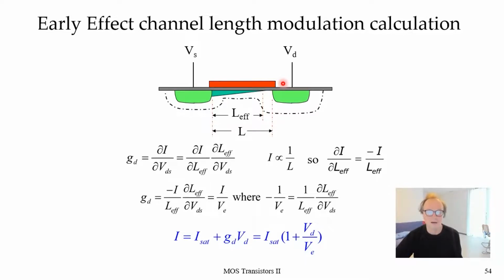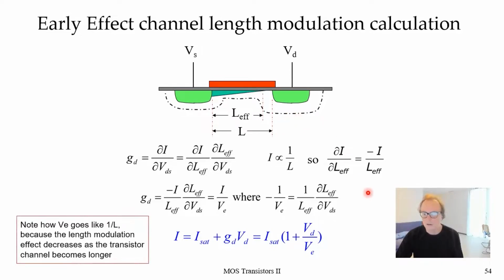Well, let's look at what those characteristics look like. So note how VE here goes like 1 over length. The longer you make the transistor, the effect of this channel length modulation decreases. It's just a fractional length modulation. So if you make the whole transistor longer, the effect of this small modulation of the length becomes smaller. And that's why when you make the transistor longer, the drain conductance becomes smaller.